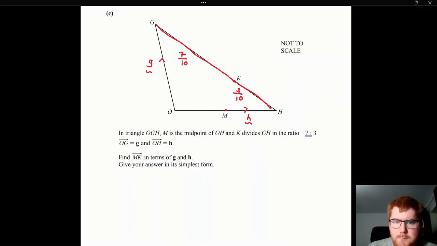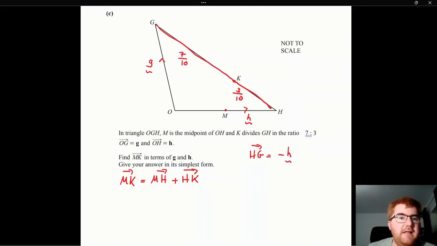Okay, so probably the easiest way to work out MK is to go from M to H and then H to K. So that's what we're looking for here. Before we can do any of that, it'll be useful to know what the vector HG is. To go from H to G, we need to go minus H and then minus G. So we're going from H to O and O to G. Notice the arrows are going the other direction. That's why we've got some negatives there.